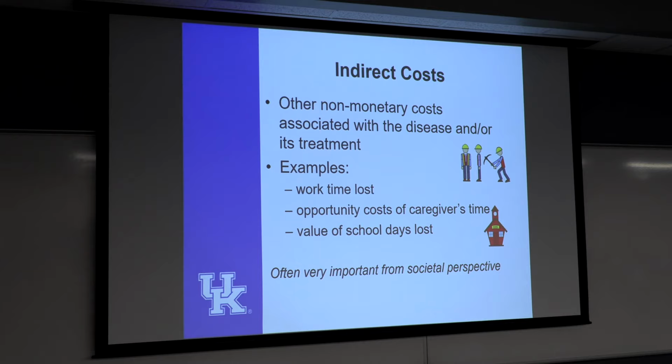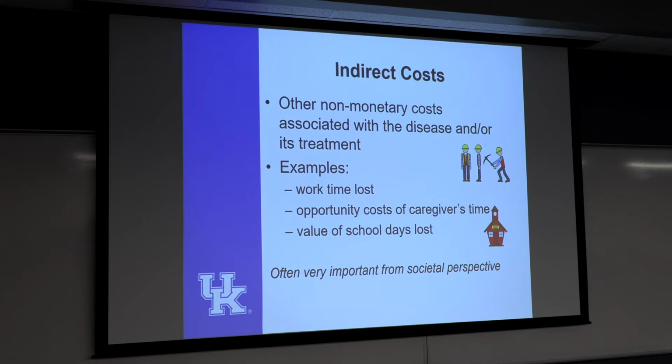Okay, and then the final category, which very often is quite large but also somewhat hard to measure, is indirect costs. These are non-monetary costs that are associated with the condition or its treatment. So work time lost, the caregiver's time, and in a child population, school days lost.